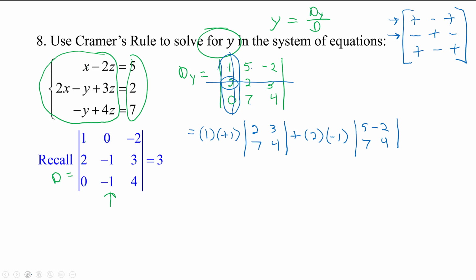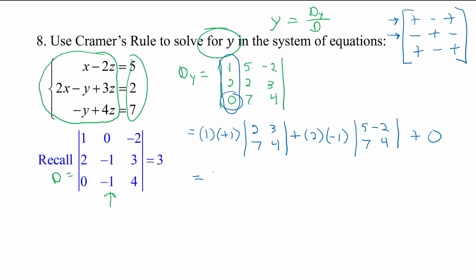Okay, and now we move on down to the third row in that first column. So we're looking here at the 0, but you know, I can just write plus 0 because 0 times anything is going to be 0. So we'll simplify our lives here.